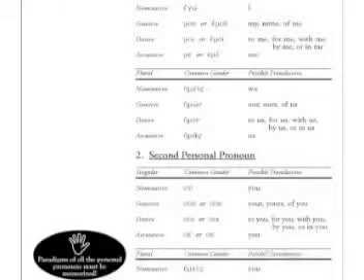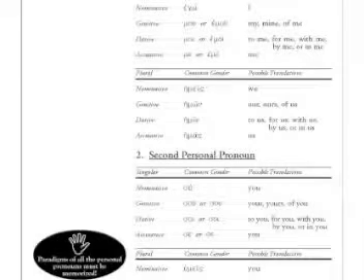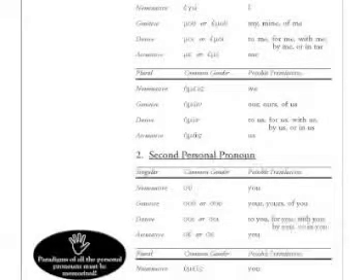Now let's turn to the paradigm of the personal pronouns in your grammar and learn how to pronounce the various pronouns. Look at the first personal pronoun. We say that it has a common gender, that is, it could be either masculine or feminine.